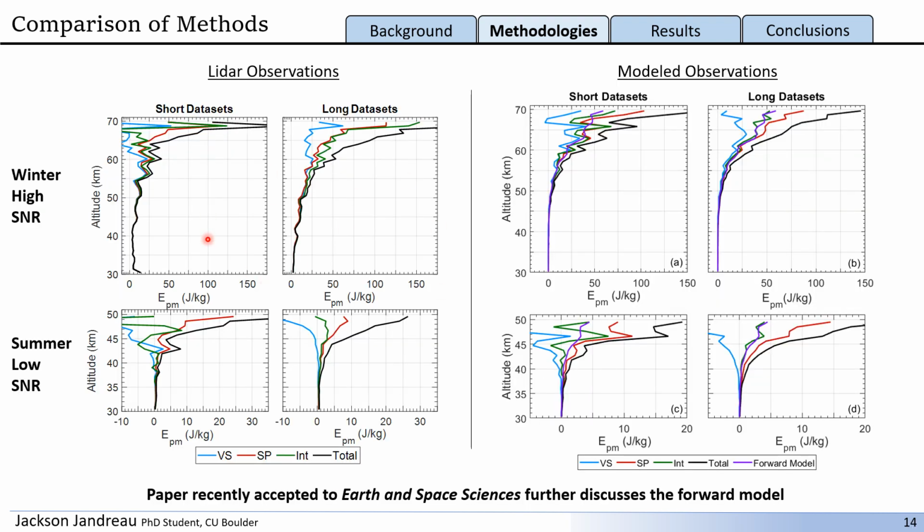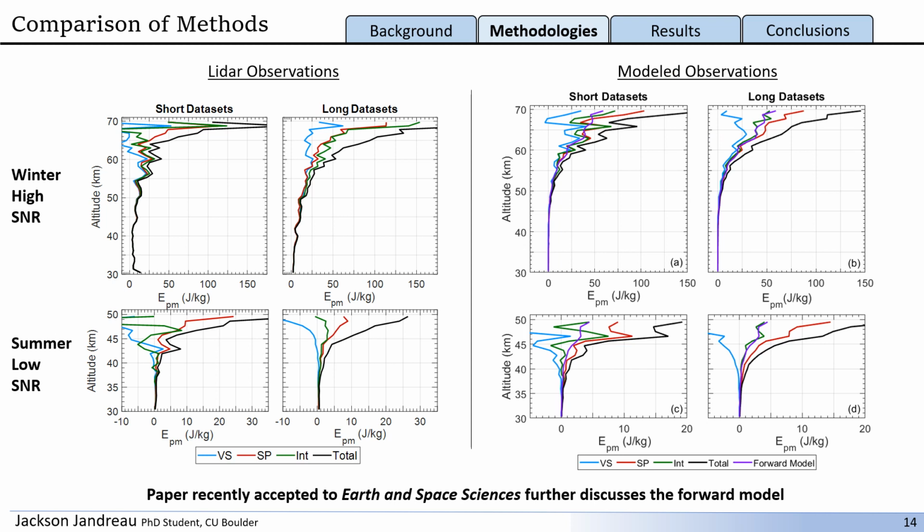The left side of the slide shows plots of the LiDAR data, and the right side shows forward model results. The top row shows high SNR winter data taken during polar night, and the bottom row shows low SNR data taken during polar summer. The left column of each set of plots shows data derived from a small set of samples, around 80 hours. And the right column shows a significantly longer set of data, closer to 800 hours.